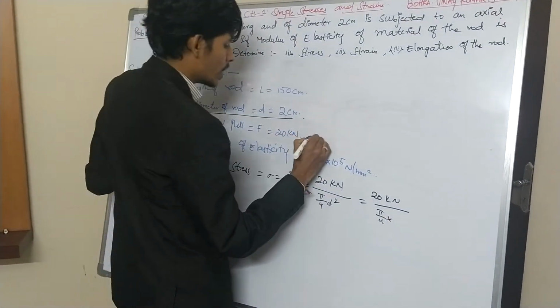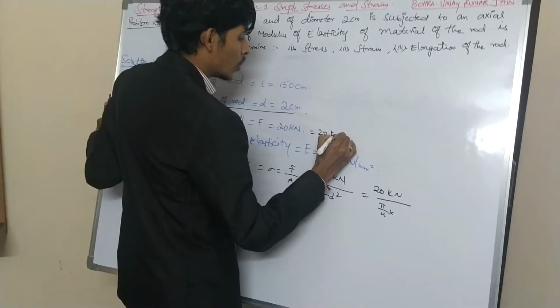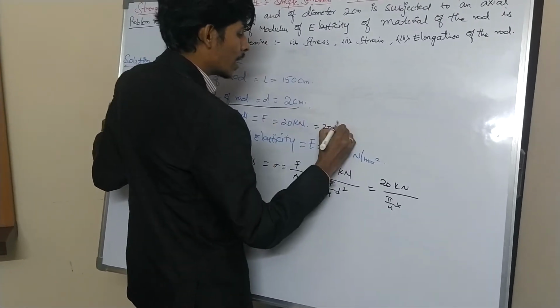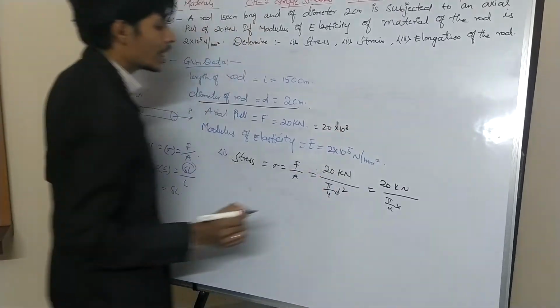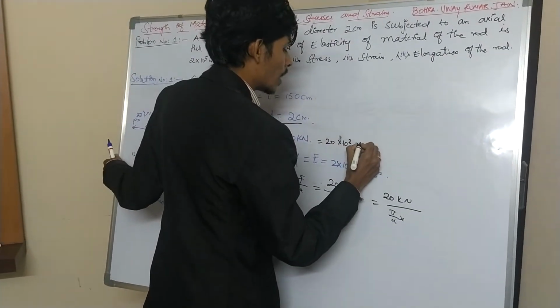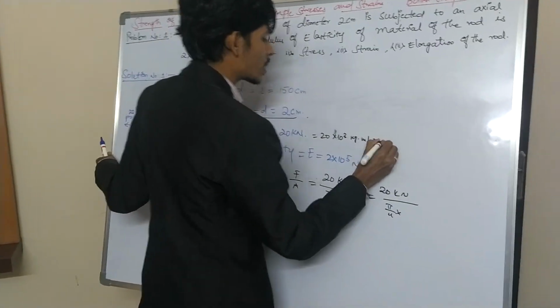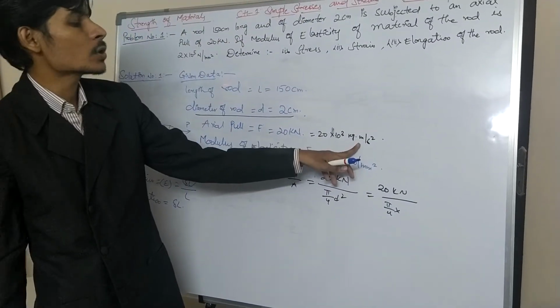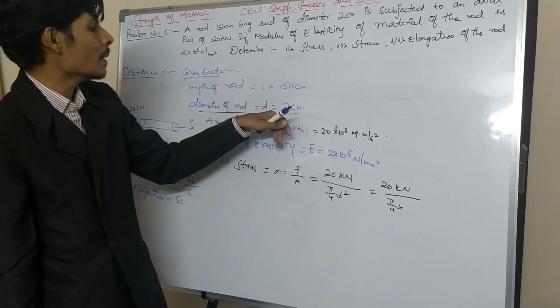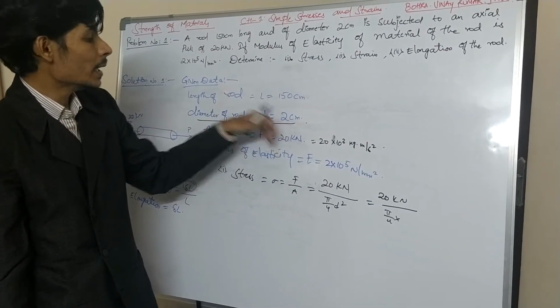So what are the units of kilonewton? 20 kilo is nothing but 10 to the power of 3. Kilo is nothing but 1000. So kilonewton is kg meter per second square, so the units are in terms of meters. So definitely you need to convert the diameter also in terms of meters.